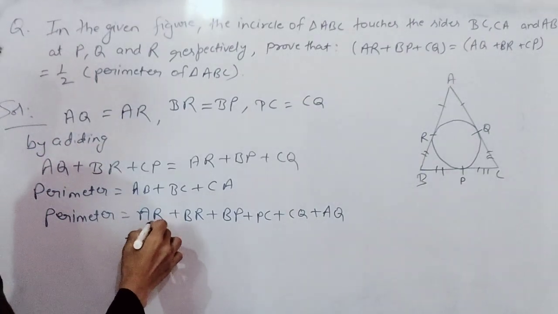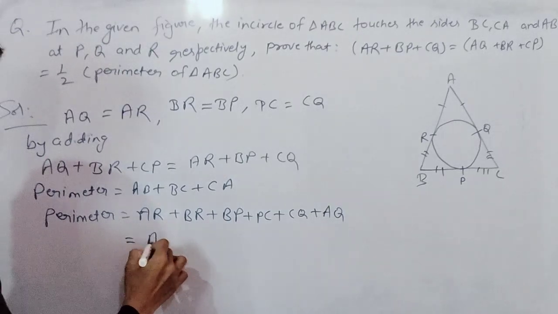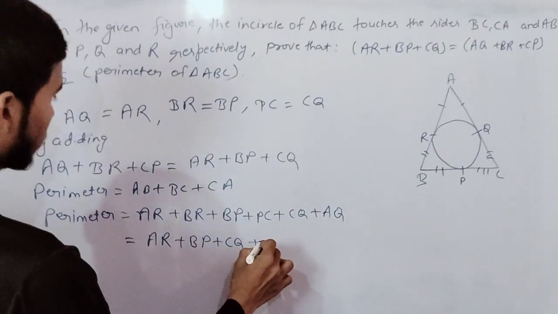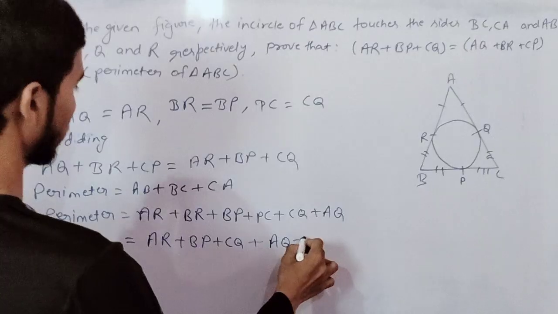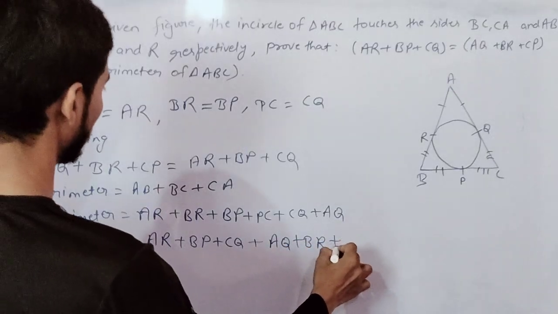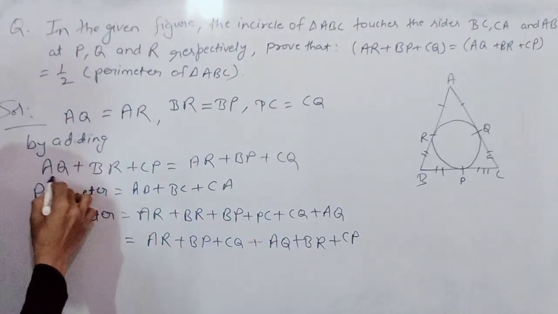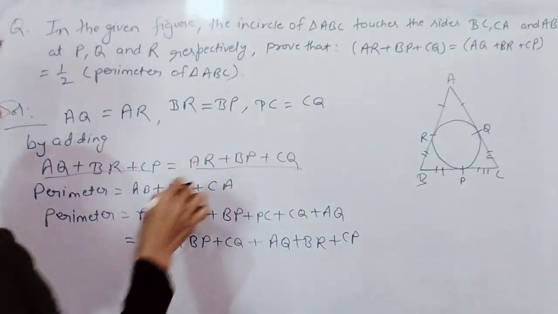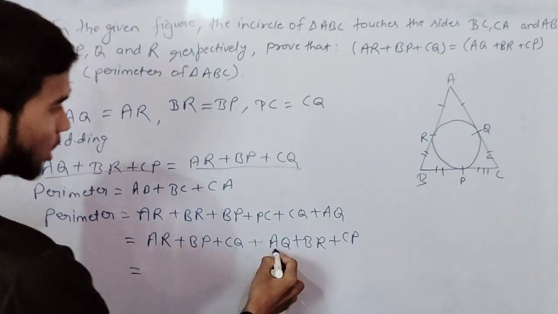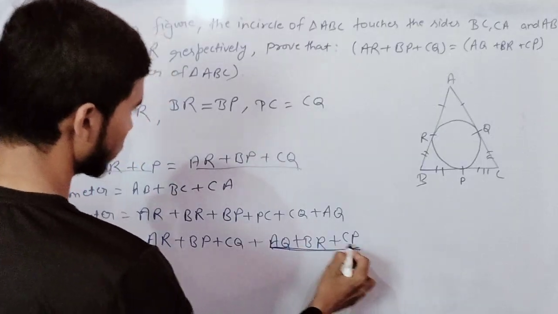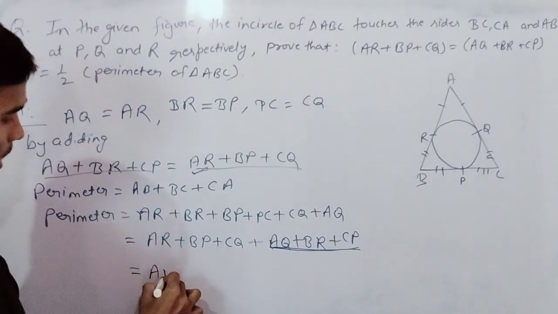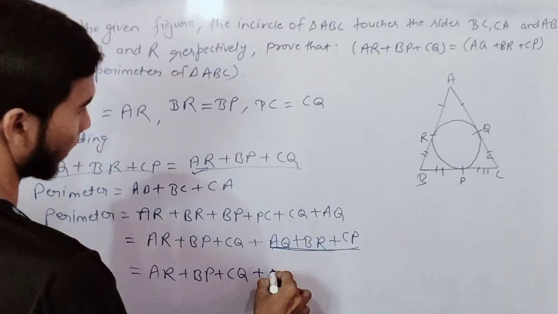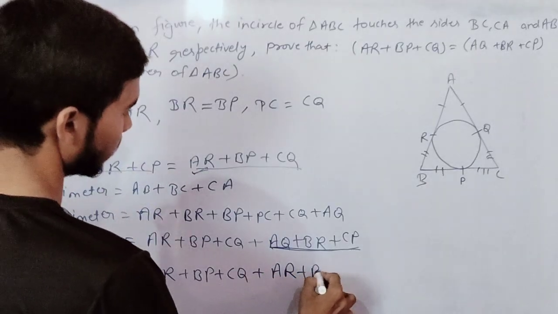we can write AR plus BP plus CQ, and what else, AQ plus BR plus CP. Here, as we know, this is equal to this, so we will put the value of this in place of this. So AR plus BP plus CQ, AR again, BP, plus CQ.